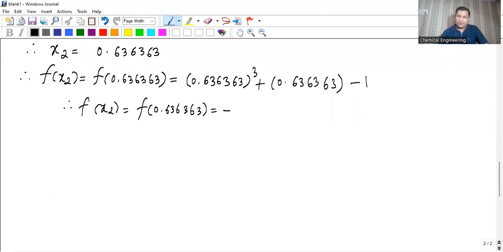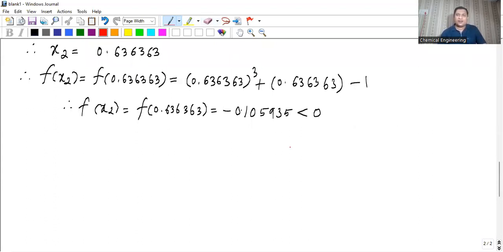It's minus 0.1059, with some more digits, 0.105935. Okay, so still it is less than 0.